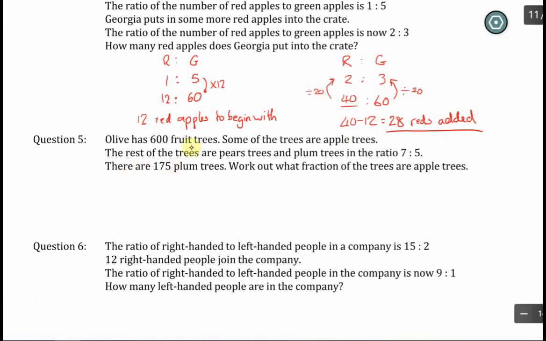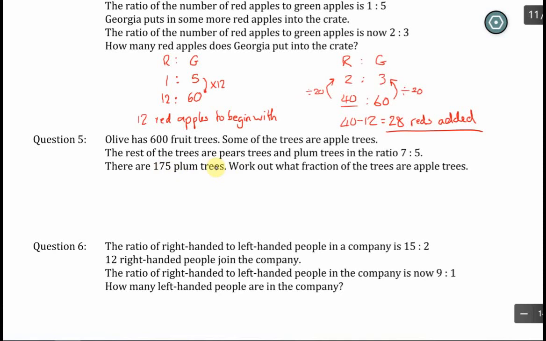Olive has 600 fruit trees. Some of the trees are apple trees. The rest are pears and plums in the ratio 7 to 5. There are 175 plum trees. Work out what fraction of the trees are apple trees. Okay, so there are 175 plum trees.